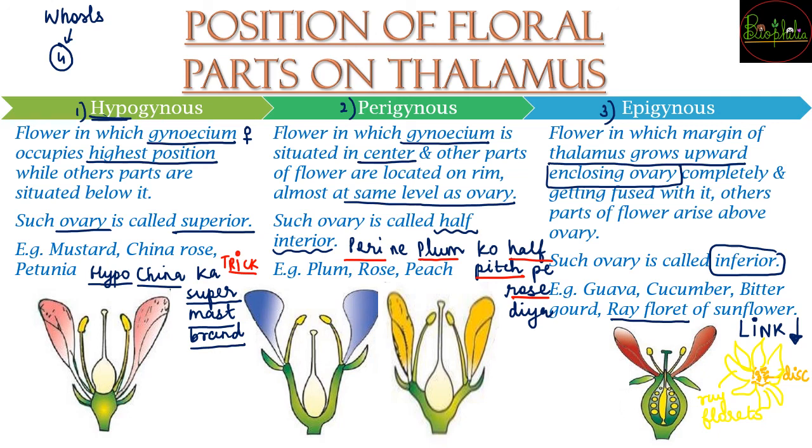So this was the little explanation about how the position of floral parts are going to describe or differentiate their types. So hypogynous हो गया, perigynous as well as epigynous. So I hope with the tricks and different points which are going to be important for MCQs उससे आपको help मिली होगी.